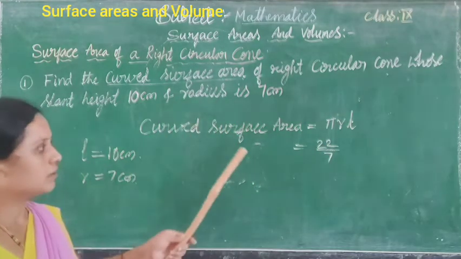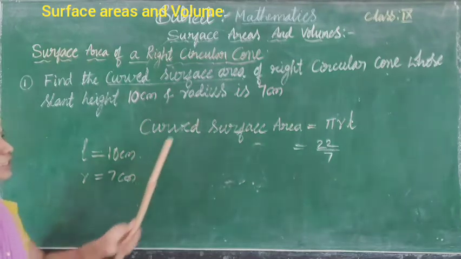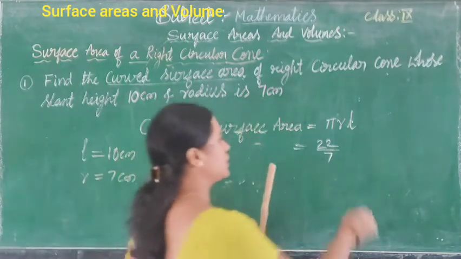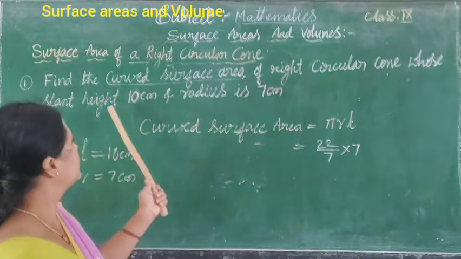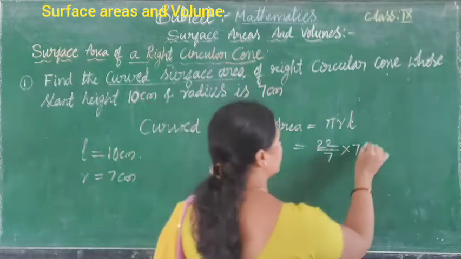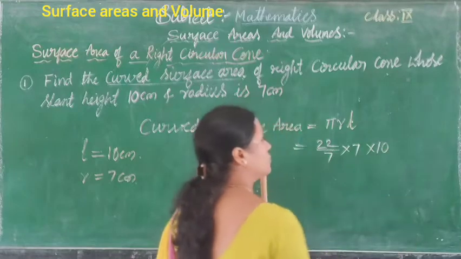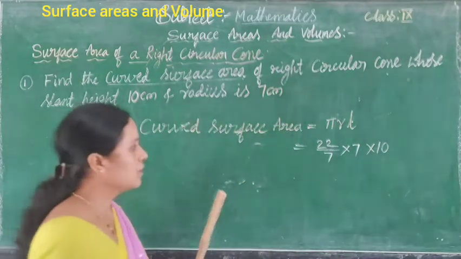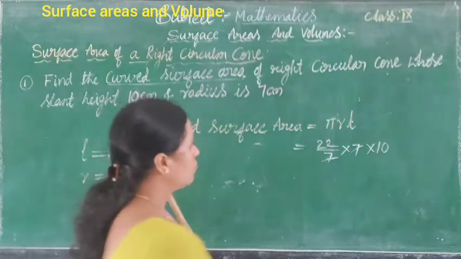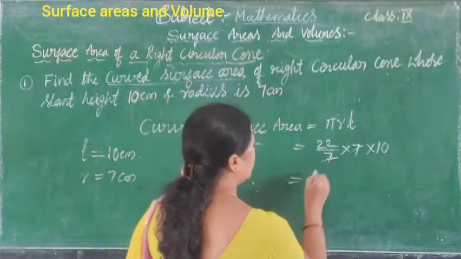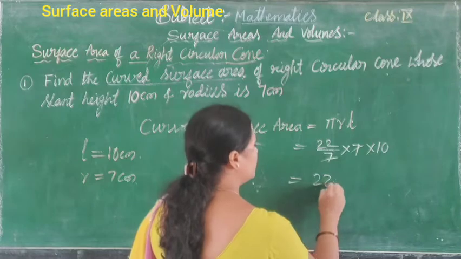And what is r? The radius is 7 cm. So radius r is 7. And the slant height is 10 cm. Right, L is equal to 10 cm. Now we can calculate. This 7 will be cancelled. Multiply the numerator. 22 into 10 is 220.